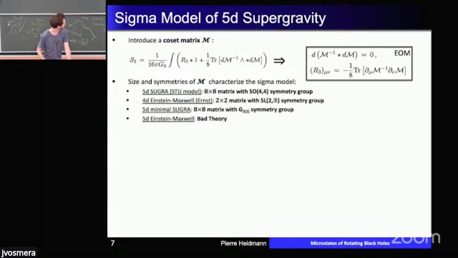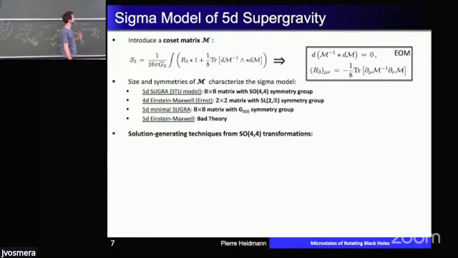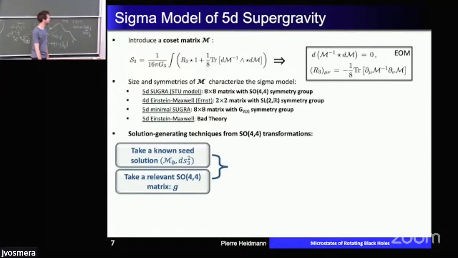Anyway, so now we are done with the sigma model. This is a sigma model of 5D supergravity. What can we do out of that? We can build solution generating techniques. One is the one I was saying before, using the symmetry group to build a new solution from a seed solution. So let's say you start with a known seed solution, whatever solution.